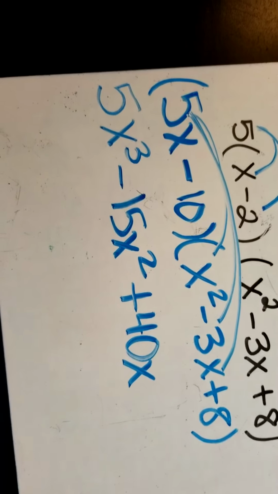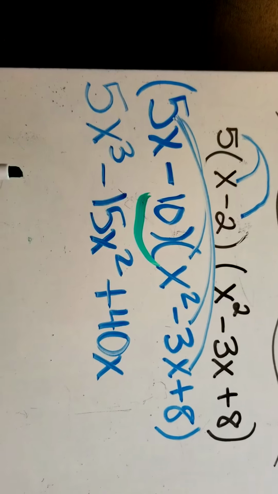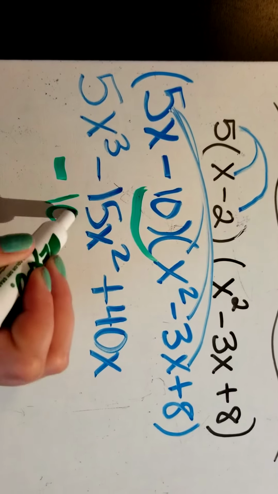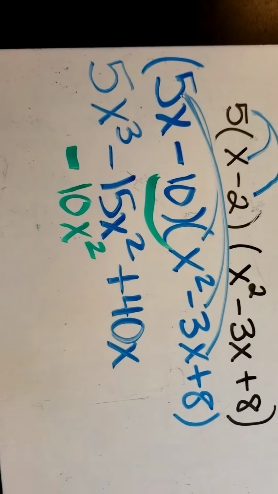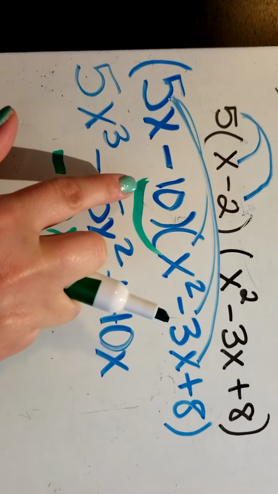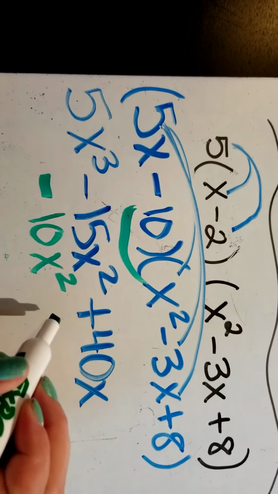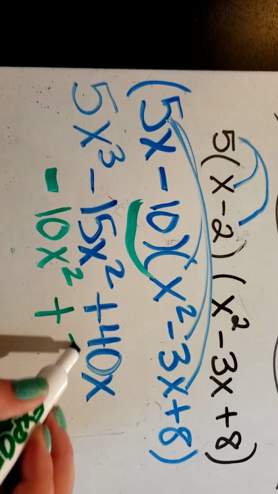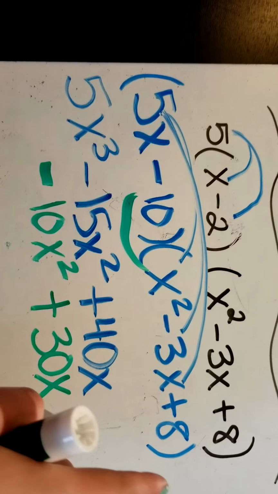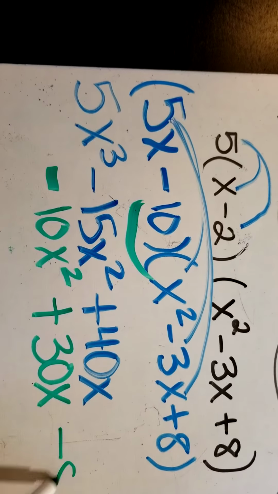So now we need to multiply the -10 by those 3 terms. So we're going to give -10 times x squared. That gives me a -10x squared. And so I'm going to write it underneath the other x squared so that we can see the like terms. And then we're going to do -10 times a -3x. So negative times negative, we get a positive 30x. And then a -10 times 8, so we get a -80.